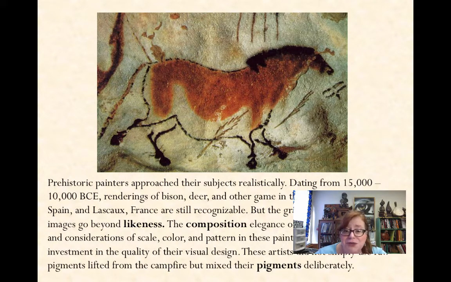And they did not simply use raw pigments that they got from the campfire, but they mixed their pigments deliberately. And we have found things in caves like this all over the world where there's little cups or shells where pigment has been mixed, and things that look like rudimentary handmade paintbrushes. So there's definitely something going on here. These are not grunting cavemen. They're people that are observing their world and making marks on a wall about what they observed.